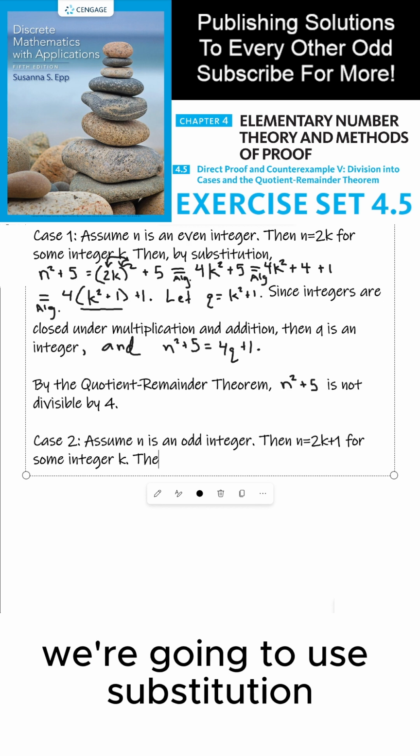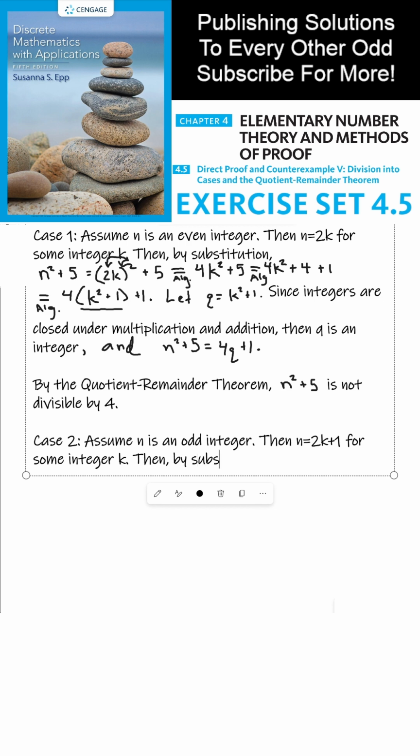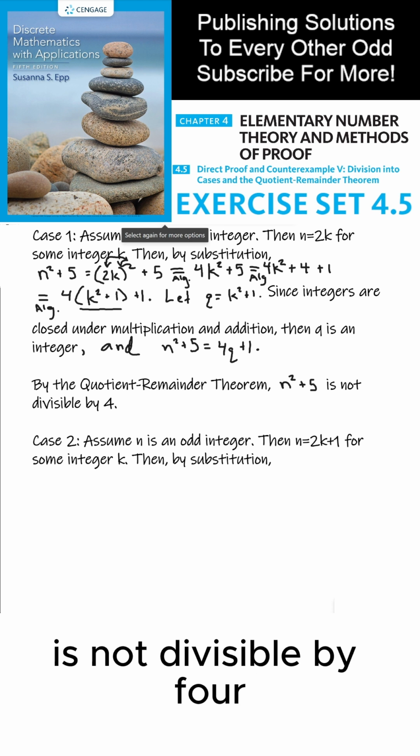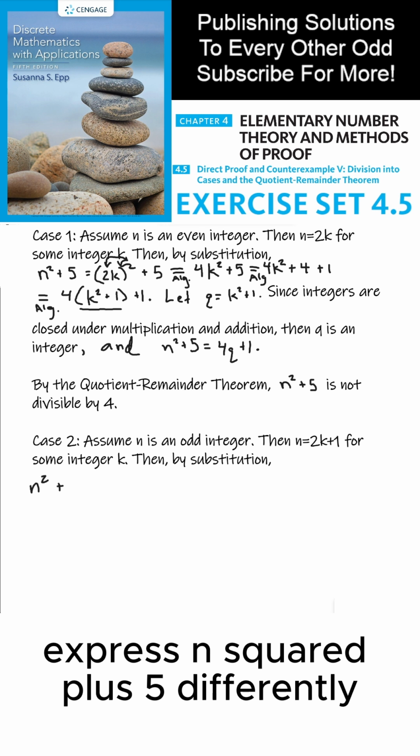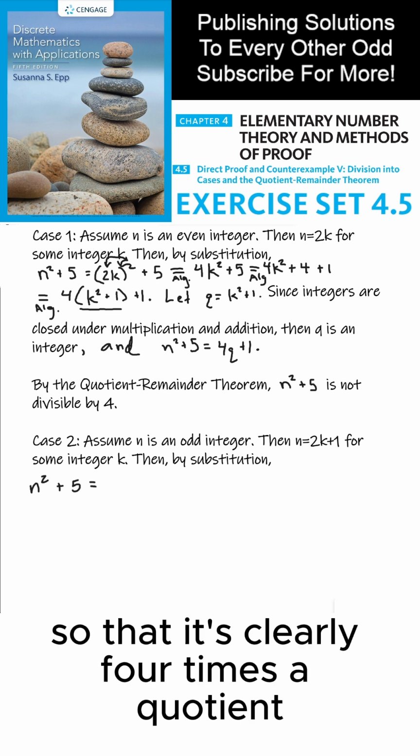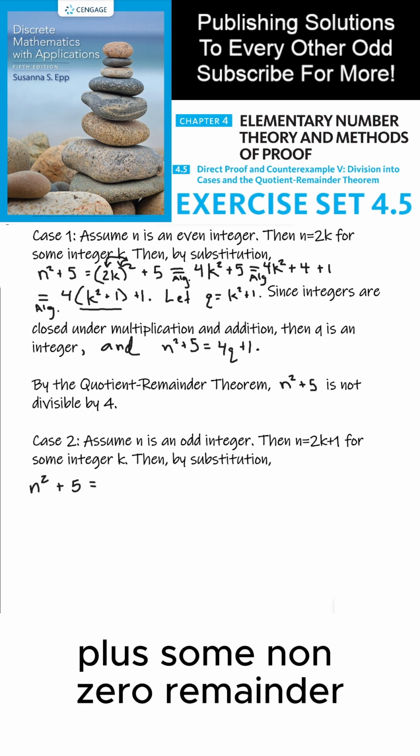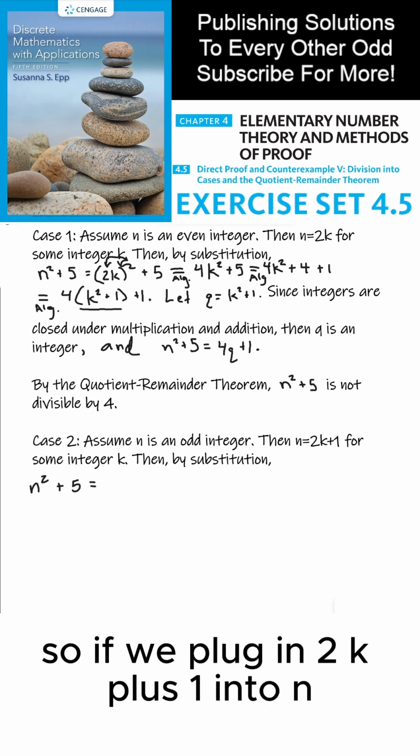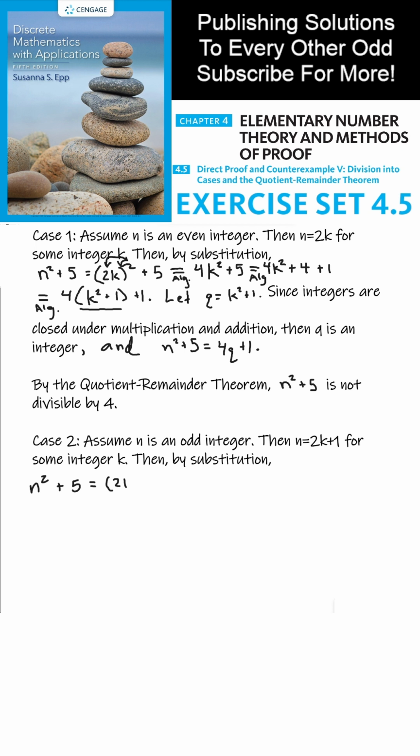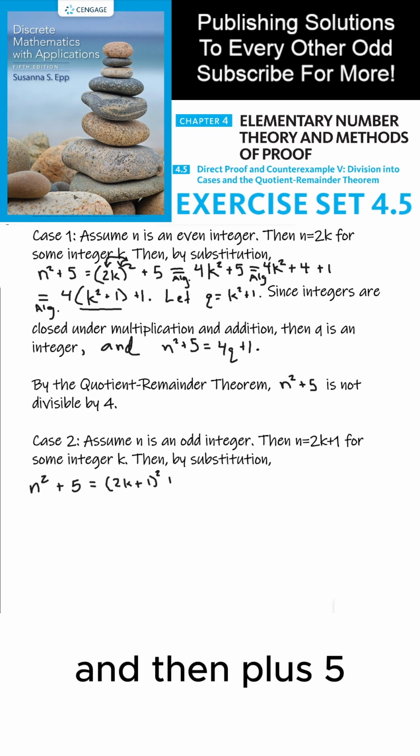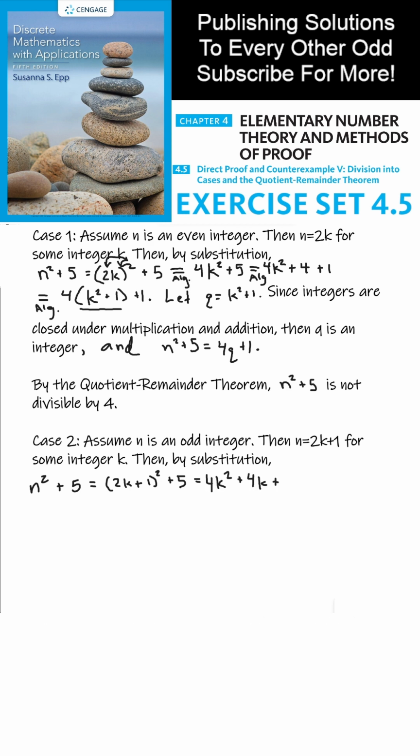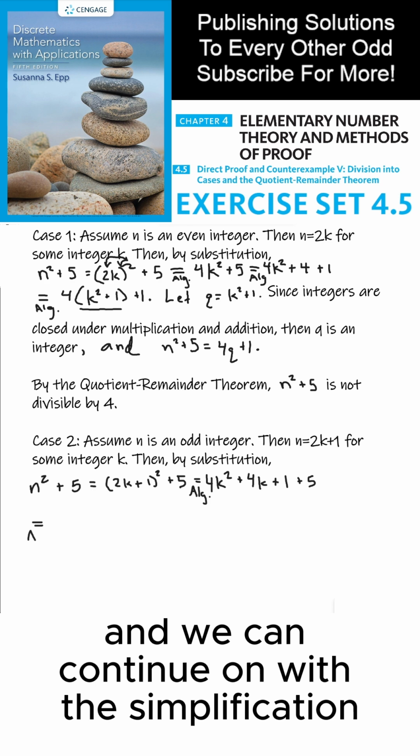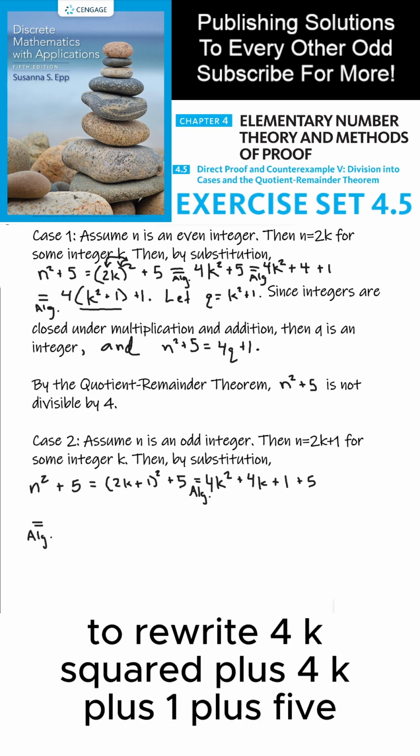So just like case 1, we're going to use substitution. We're trying to show that n squared plus 5 is not divisible by 4. So let's see how we can express n squared plus 5 differently so that it's clearly 4 times a quotient plus some non-zero remainder. So if we plug in 2k plus 1 for n, we can rewrite this as 2k plus 1 all squared and then plus 5. We can rewrite this as 4k squared plus 4k plus 1 plus 5.